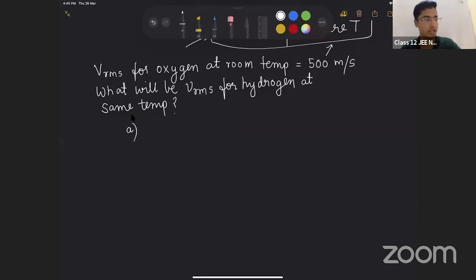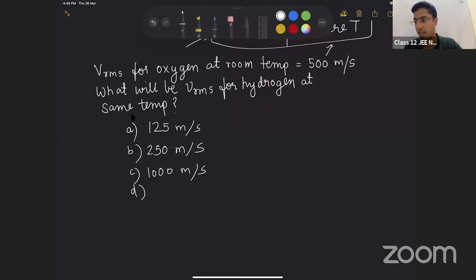Again, I'm giving you options. A, 125 meters per second, B, 250 meters per second, C, 1000 meters per second, and D, 2000 meters per second. Okay, let me launch a poll again for you. For those of you who can't see the poll, you can answer it in the chat. Try this.